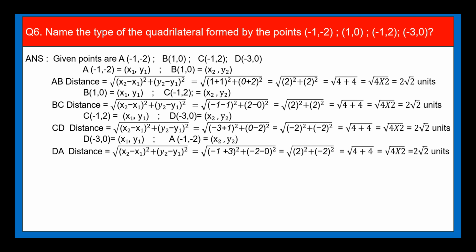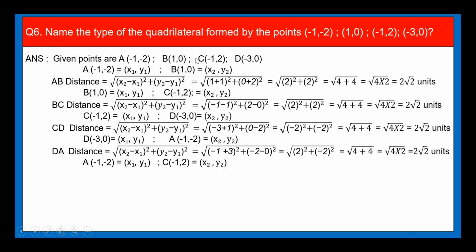Now, to check whether it is a square or a rhombus, let us find the length of the diagonals also. If the lengths of the diagonals are also equal, then it will be a square, or if the lengths of the diagonals are different, then it is not a square, it is just a rhombus. Okay, good. Now let us find the diagonal.